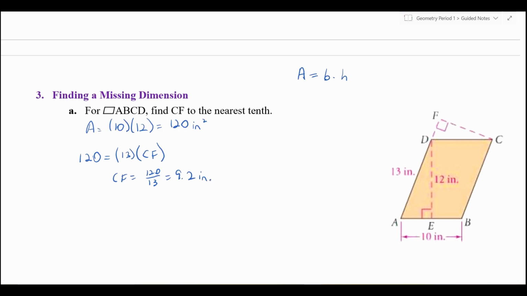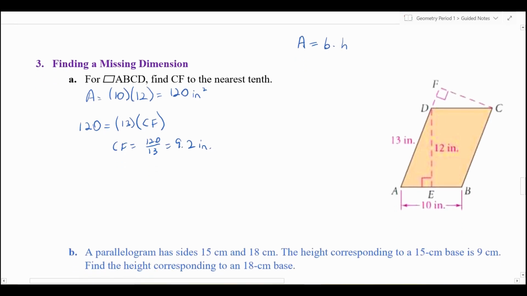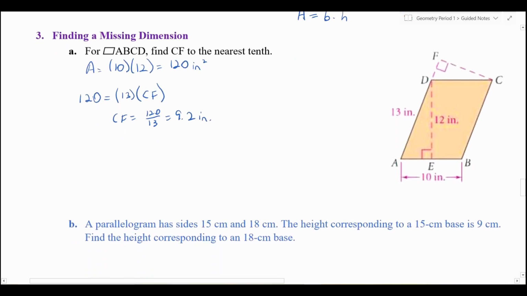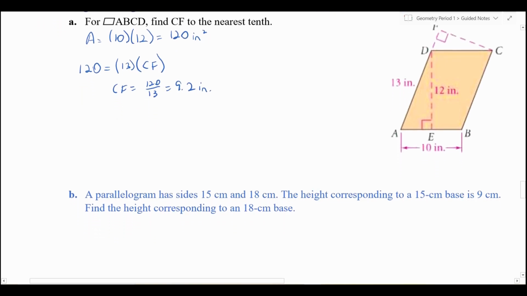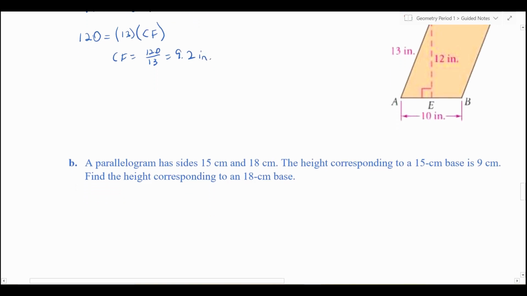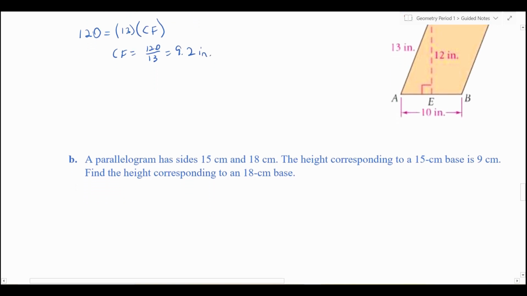Okay, now let's take a look at part B of this problem, which is very similar. Let's see if you can figure this one out. As soon as I read it, give it a shot and see if you get the same answer as I do. So it goes like this. A parallelogram has sides 15 centimeters and 18 centimeters. The height corresponding to a 15 centimeter base is 9 centimeters. Find the height corresponding to an 18 centimeter base. Good luck.